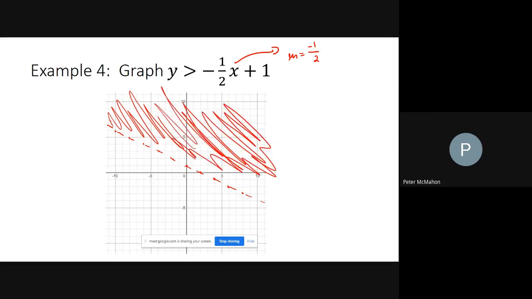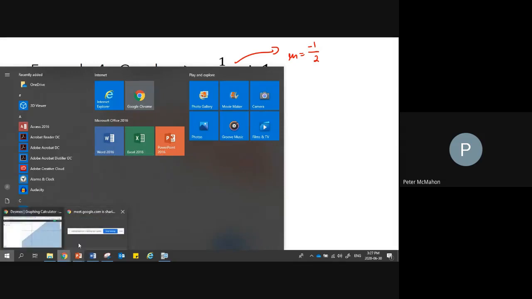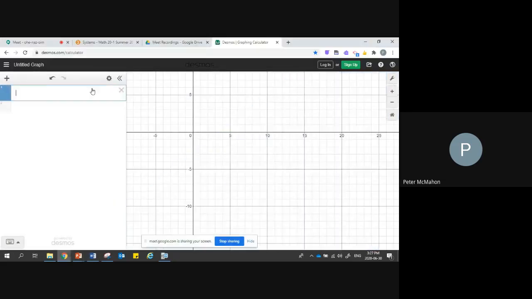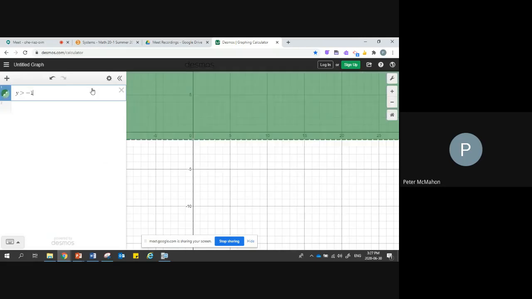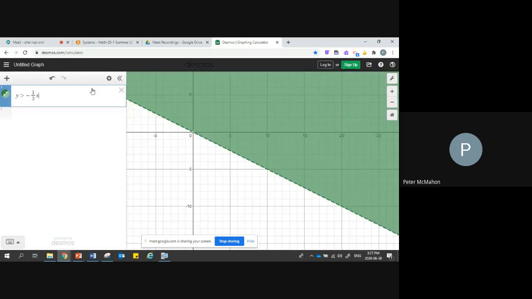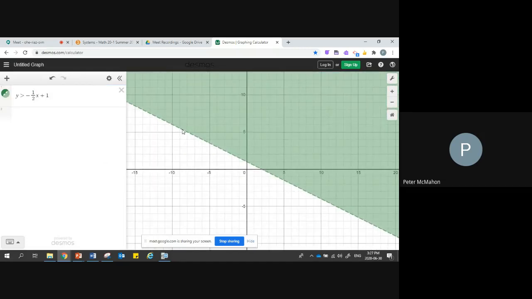Now, this does not look great on this program over here. I'm trying to see what this looks like on the better graphing calculator here. So if I wanted to graph this, I can go y is greater than -1/2 x plus 1. Okay, so it's looking like this, the same way I did. As you can see here, we have the dashed line, which means that this is the boundary line, but we are not including any points on this boundary line. Y is greater, that means we're shading above this line like this.